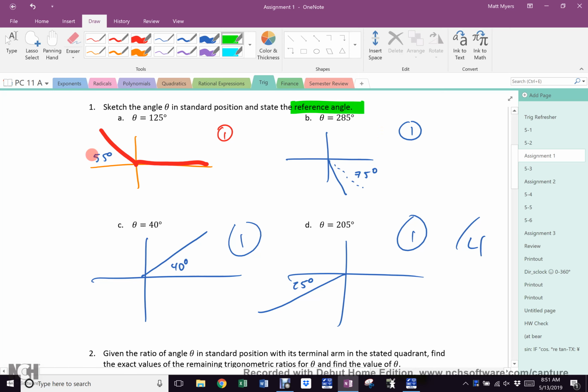Reference angles are green. Full angles start from 0.